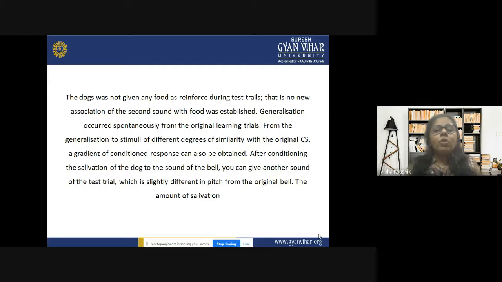The dog was not given any food as reinforcement during the test trials, which means meat was not given to the dog. That is, no new association of the second sound with food was established. Generalization occurs spontaneously from the original learning trials.